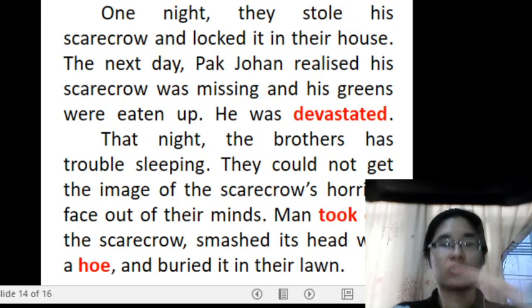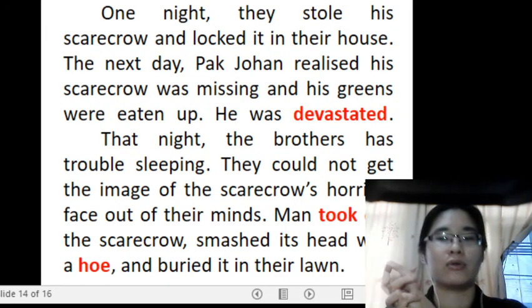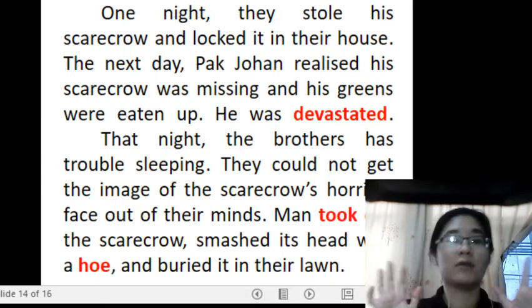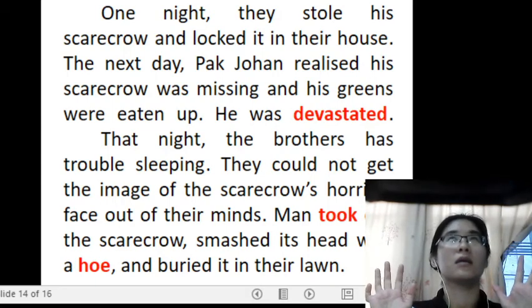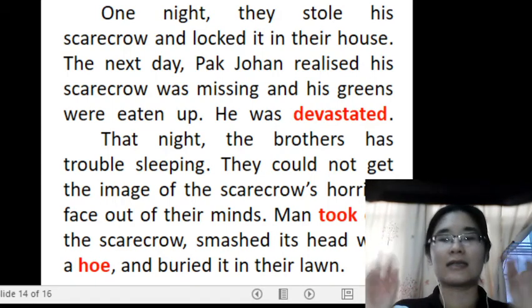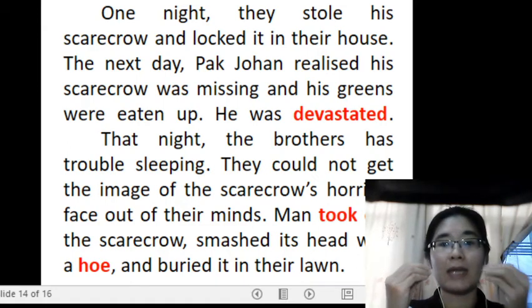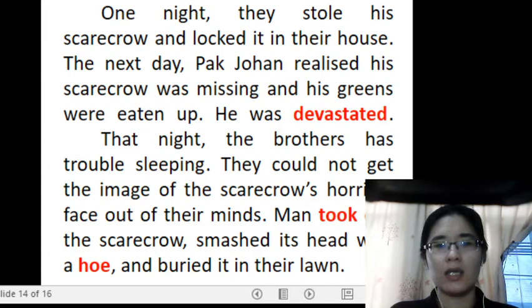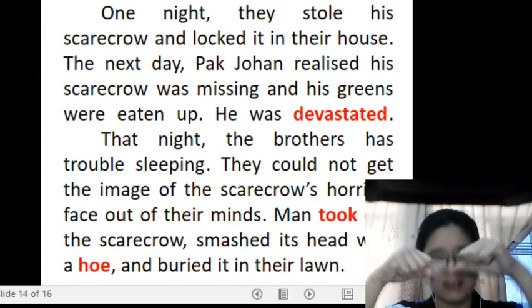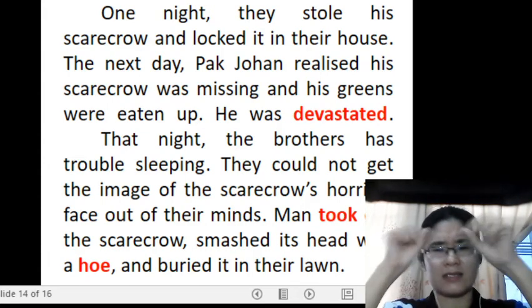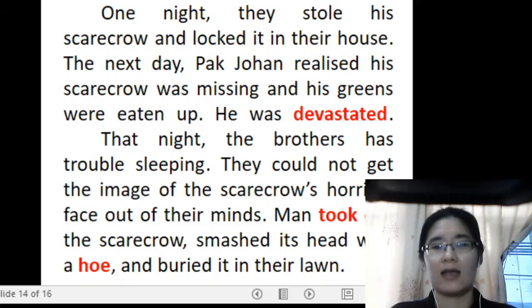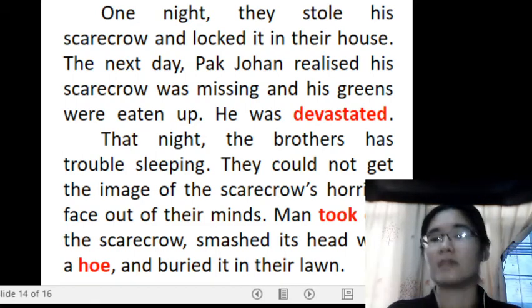One day, they stole the scarecrow and locked it in their house. The next day, Pak Johan realized his scarecrow was missing. Oh no! And his greens, his vegetables, were eaten up by the birds. He was very devastated, very sad. That night, the brothers had trouble sleeping.